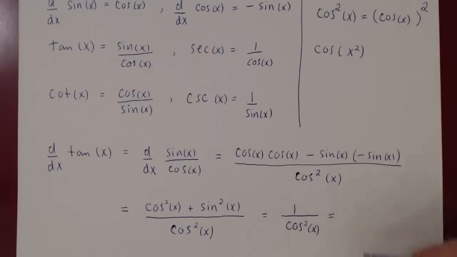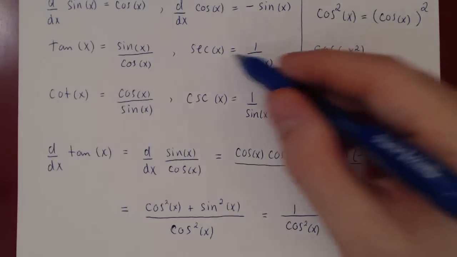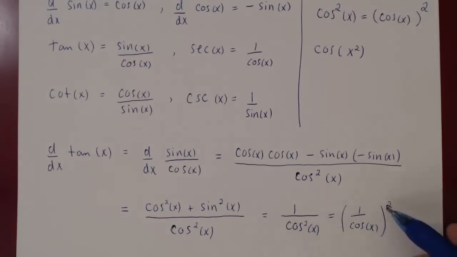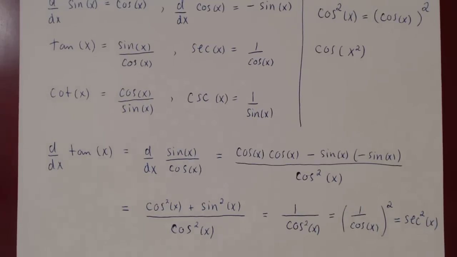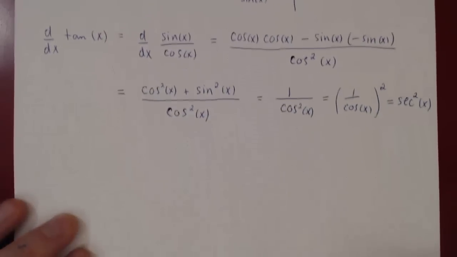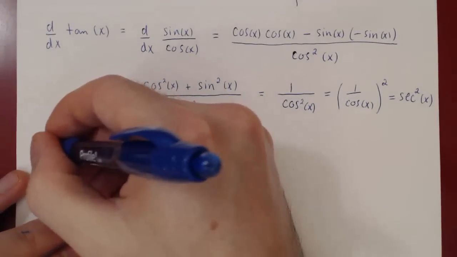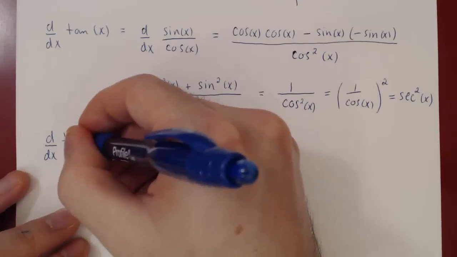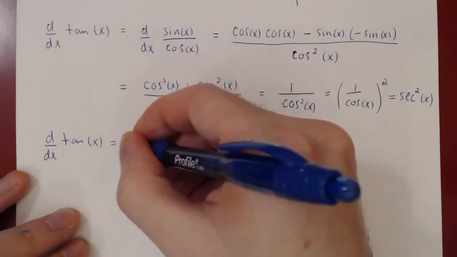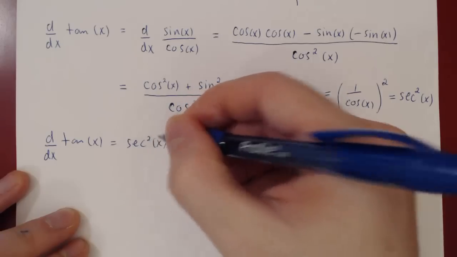But we can write this as 1 over cos all squared, because if you square 1, you get 1. And now we can give this a shorter name. 1 over cos of x, this is by definition secant of x. Since we have 1 over cos squared of x, this is secant squared of x. And now we have the derivative for tan of x. We can summarize: the derivative of tangent of x is secant squared of x.